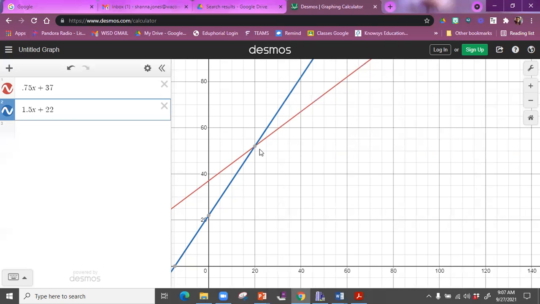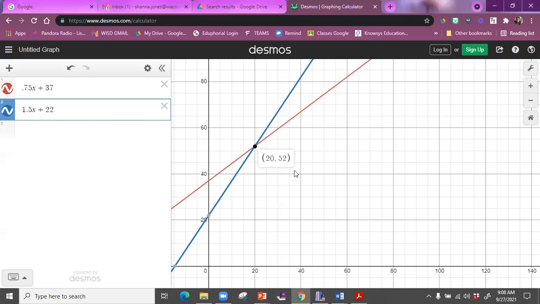Okay. And bam, I can click where they intersect. If you're on your phone, you have to zoom in. If you're on the computer, you just take your mouse, hover over it, and you can click where they intersect. So they intersect at 20, 52. So we got to figure out, what does the 20, 52 represent?